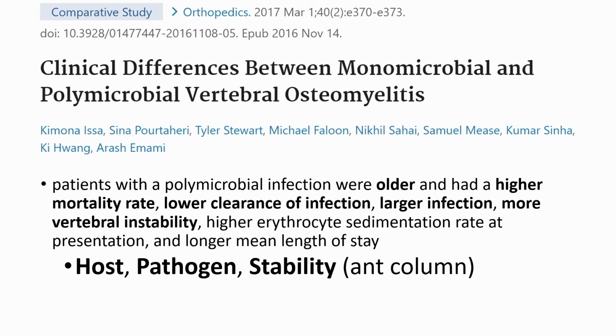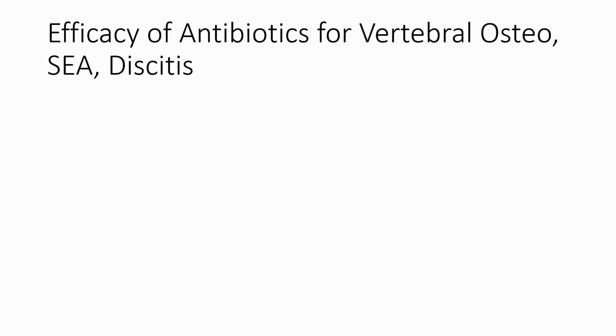This is another one of our papers looking at polymicrobial versus monomicrobial vertebral osteomyelitis. Polymicrobial cases are more difficult, with higher mortality rate, lower clearance rate of infection, larger area of infection, and more likely instability. Going back to the classification scheme I was going over, host, pathogen, and stability are crucial. If you have a poor host, a highly virulent bug, and no stability, that's really going to affect your prognosis.